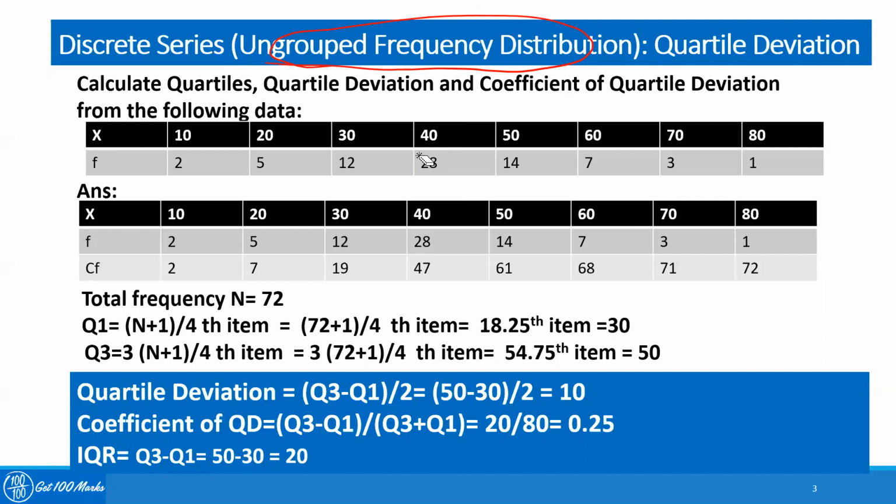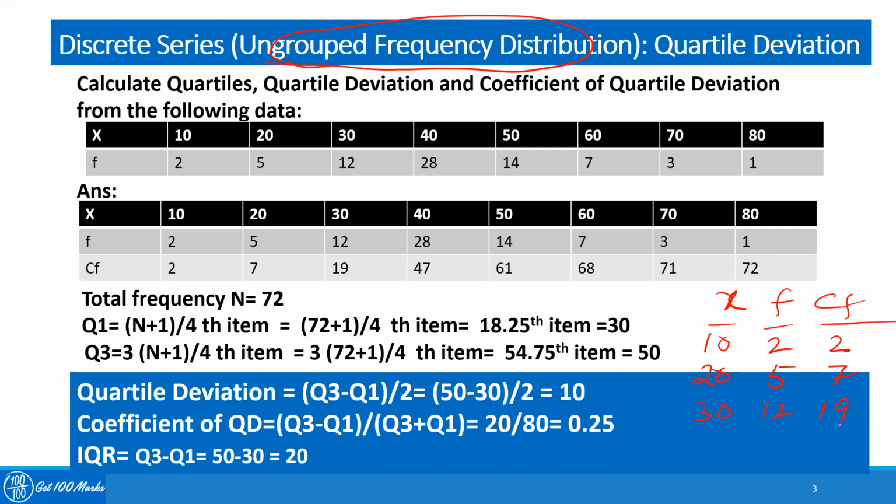The first thing I have to do for this type of question is calculate the cumulative frequency. So basically, you have to make X, F, and then CF. CF is your cumulative frequency. For example, for this particular question, the X value is 10, F is 2, cumulative frequency will be as it is. The next value is 20, the frequency is 5, so cumulative frequency will be 2 plus 5, which is 7. The next value of X is 30, the frequency is 12, so the cumulative frequency will be 12 plus 7, which is 19.